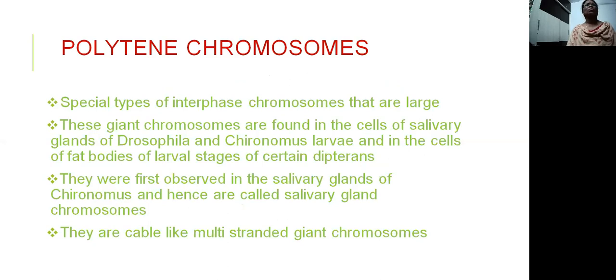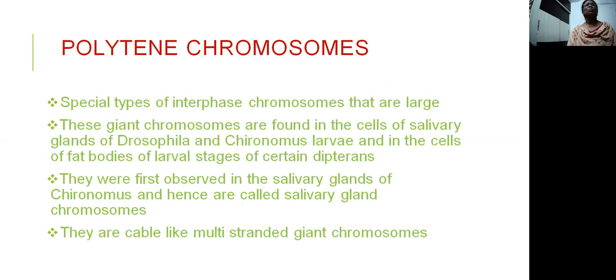One such type of giant chromosome is the polytene chromosome. The name itself indicates there are many strands of DNA. Many DNA strands are present, so it is called a polytene chromosome. It is a special type of interphase chromosome that is large. These polytene chromosomes can be observed in interphase and prophase.